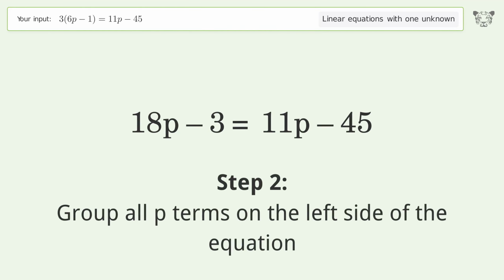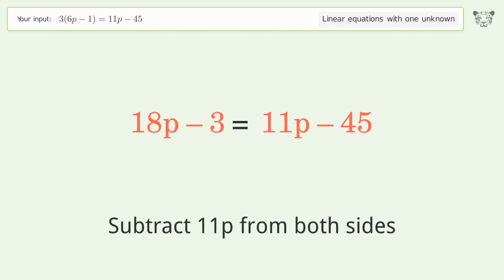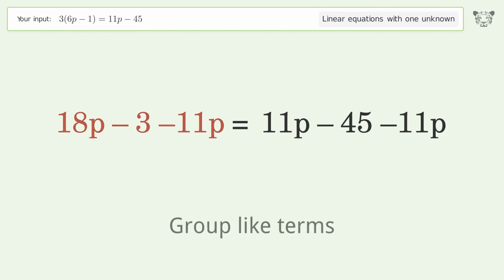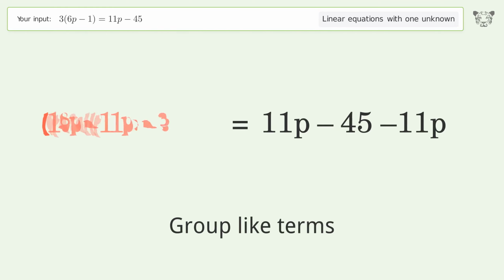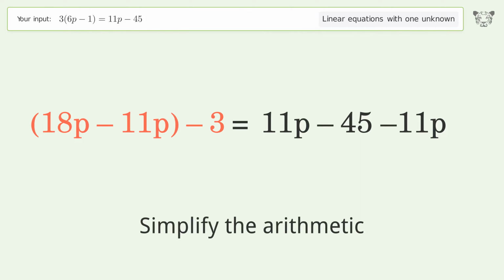Group all p terms on the left side of the equation. Subtract 11p from both sides. Group like terms. Simplify the arithmetic.